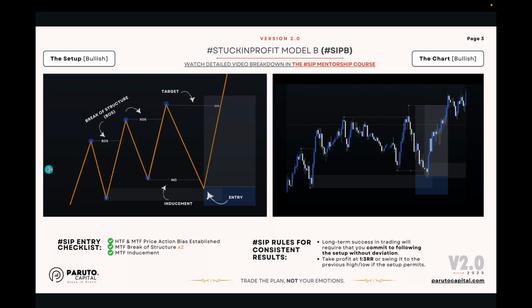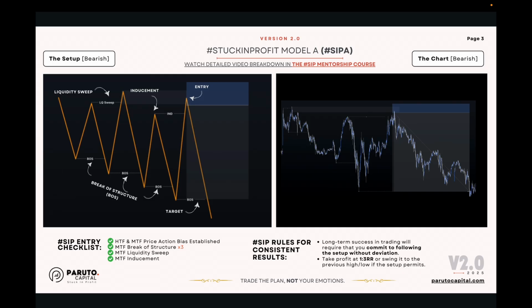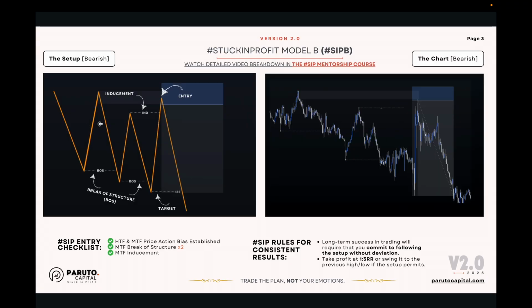So if you look at the previous model, what do we have? Let's look at it. We have this liquidity sweep. Can you see that? But model B does not have this liquidity sweep, just has the first structure, inducement, price taps into it and the sell. So this entire structure here is not in model B. Okay, all right, so I hope that makes sense.